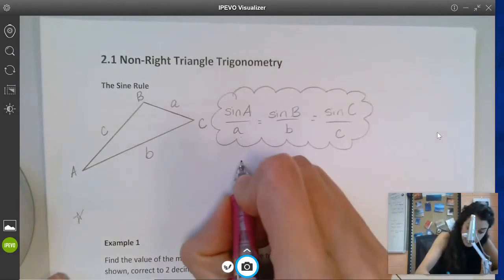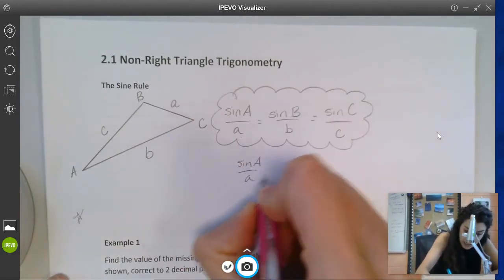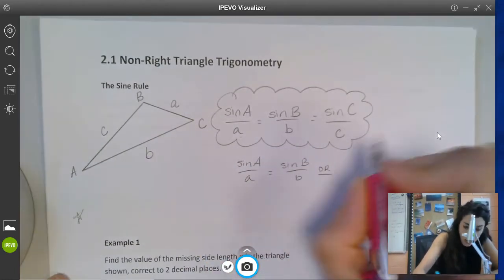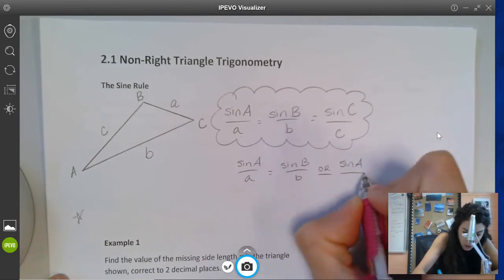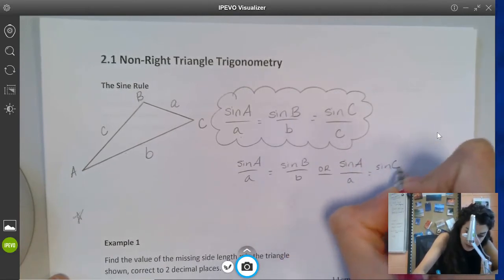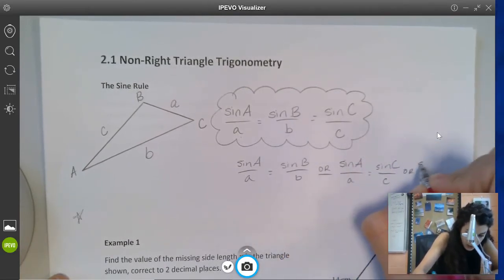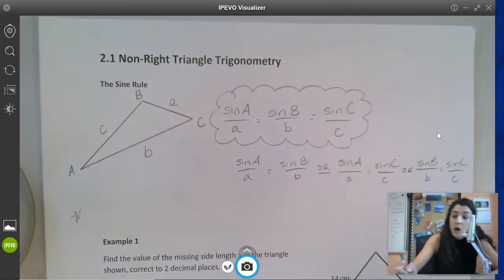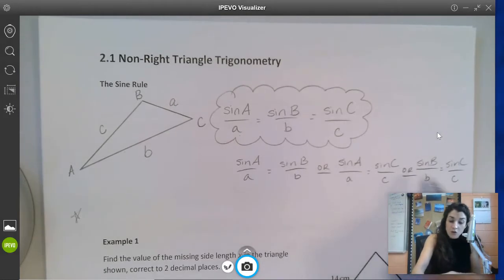So I could do sine of A over A equals sine of B over B, or I could do sine of A over A equals sine of C over C. Or I could do sine of B over B equals sine of C over C. All of those are true.